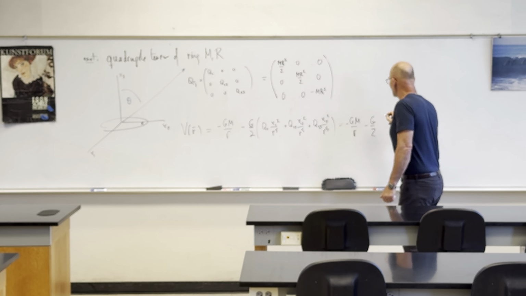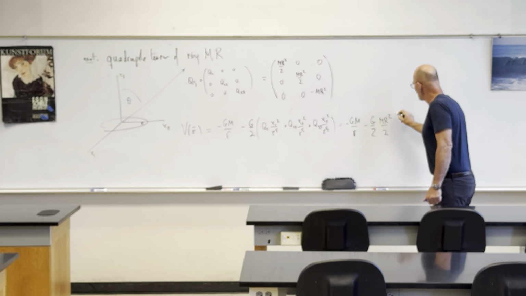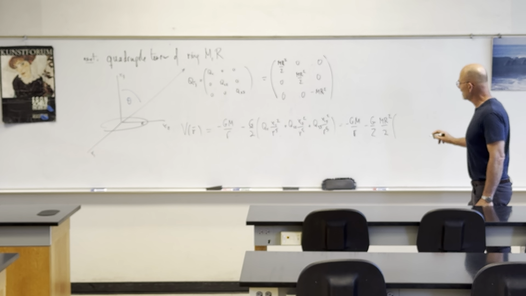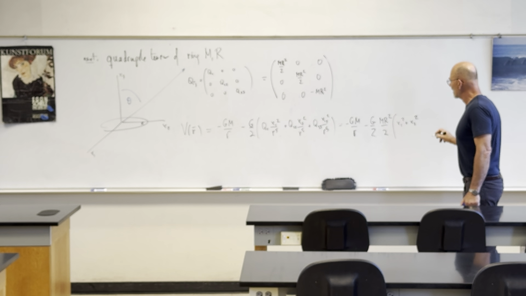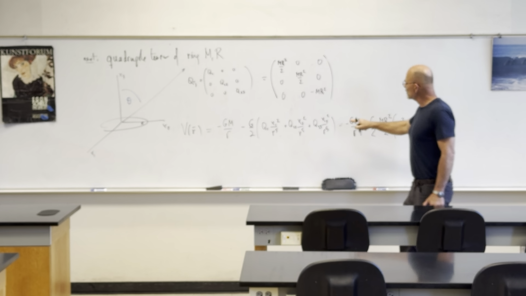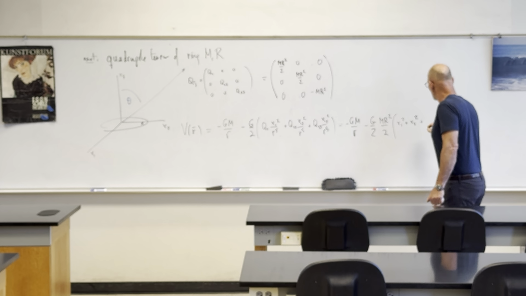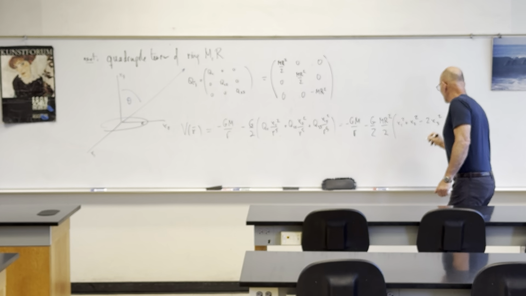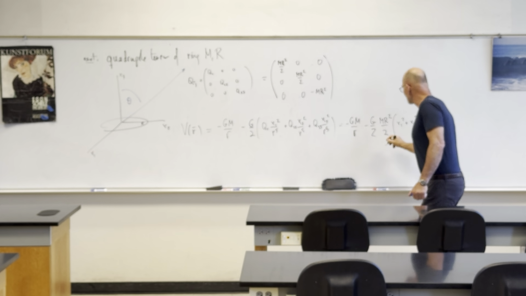Squared over 2. Okay, so we've got mr squared over 2. And if we do that, we have x1 squared plus x2 squared plus what? 2x3 squared. Oh, minus x3 squared. Okay. And then we have, I'll put the r to the 5th right here.